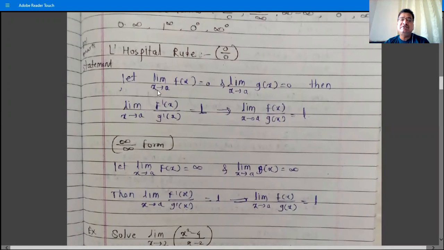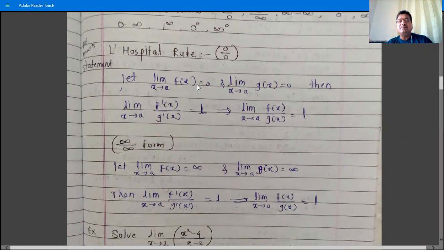Actually, this f'(x) divided by g'(x) is not the derivative of f(x) by g(x). We know that the derivative of f(x) by g(x) is, by the quotient rule, g(x) into f'(x) minus f(x) into g'(x) divided by g(x) square. But it is not that derivative. It is the derivative of numerator and denominator separately. That is, differentiate this f(x) separately, that is f'(x), and separately differentiate g(x), g'(x).